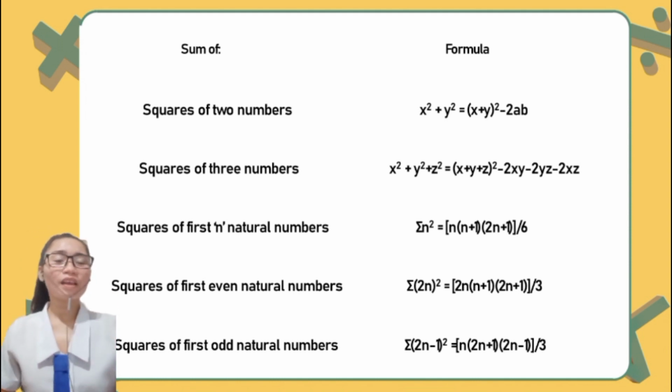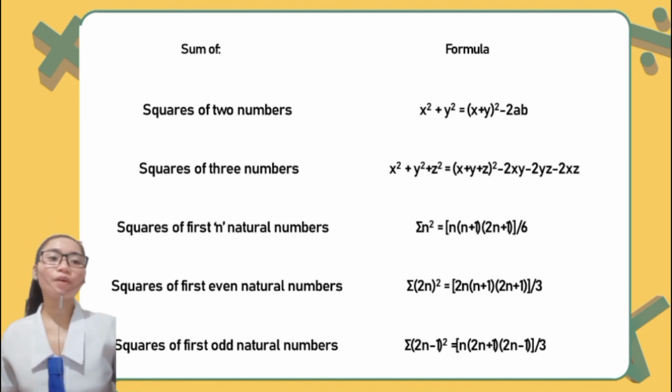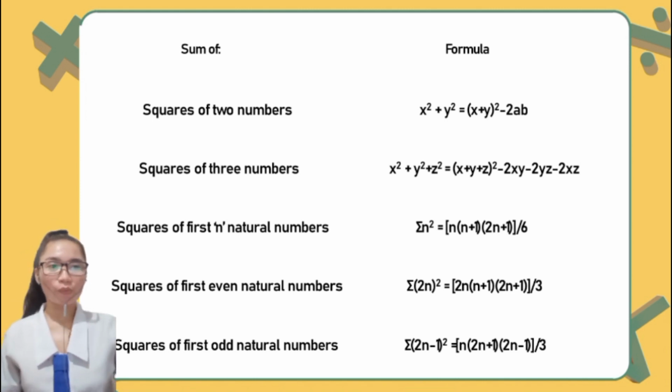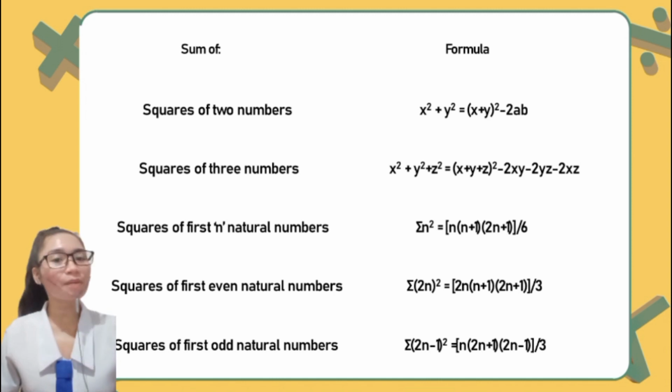Now, if we are to get the sum of squares of three numbers, the formula would be x squared plus y squared plus z squared, which is equal to the quantity x plus y plus z squared minus 2xy minus 2yz minus 2xz.